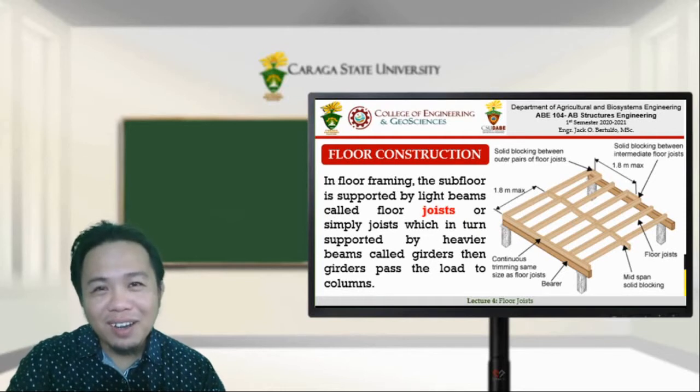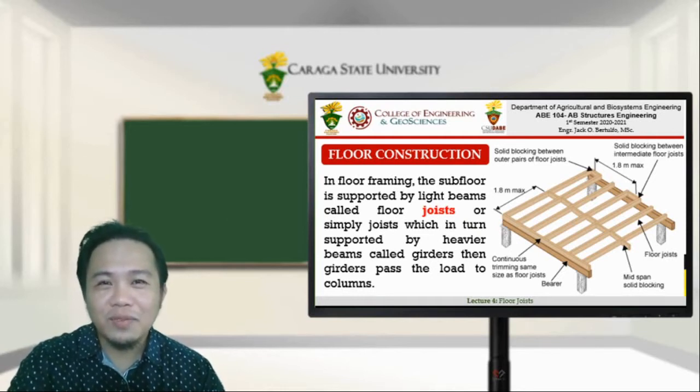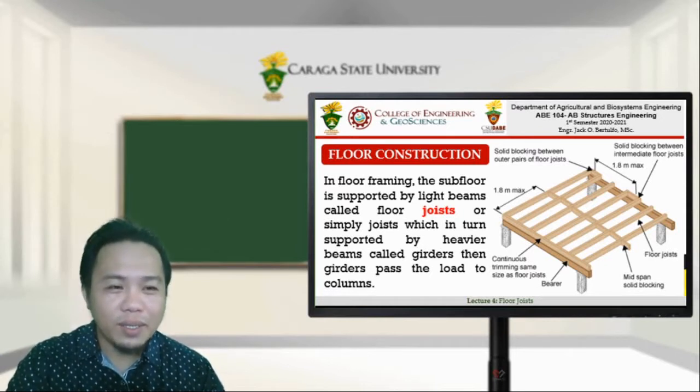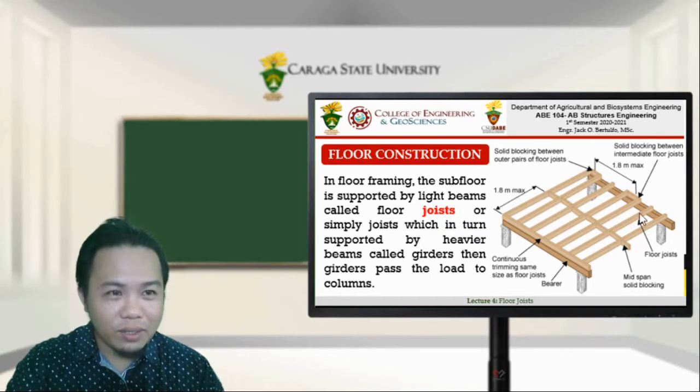Since they are types of beam, the design process for this is just like what we did in our last topic, in designing of beam. So we will use that formula in designing the floor joist. Okay, so this is the illustration. We have here the girder, and this part is the floor joist. So we have the mid-span support. Then we have this column.